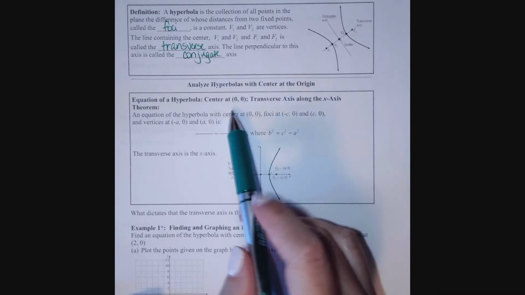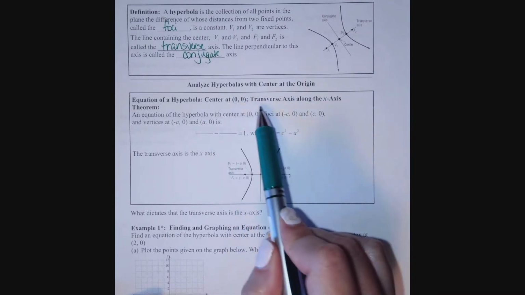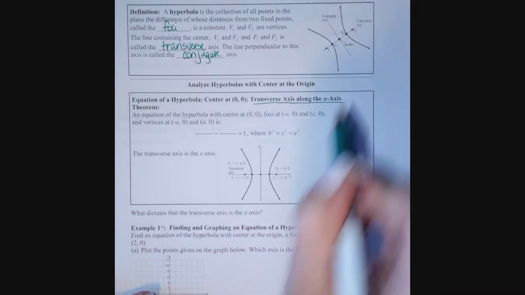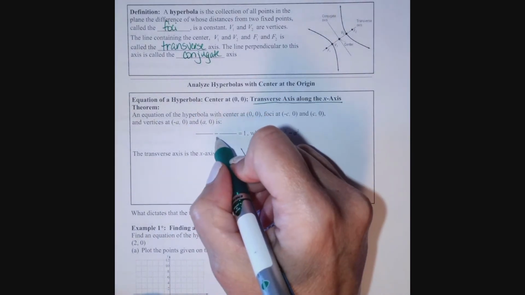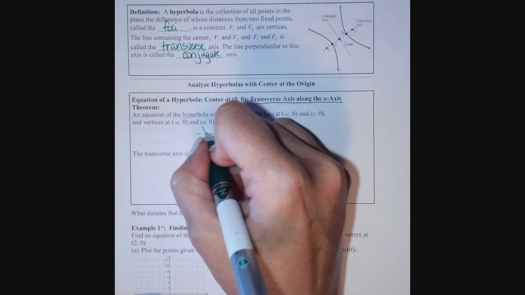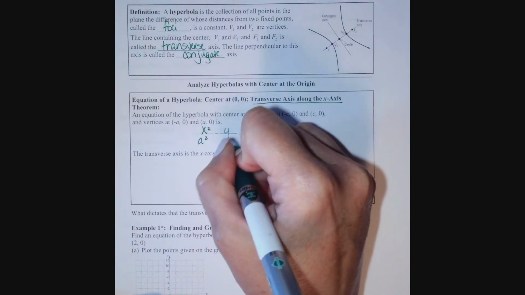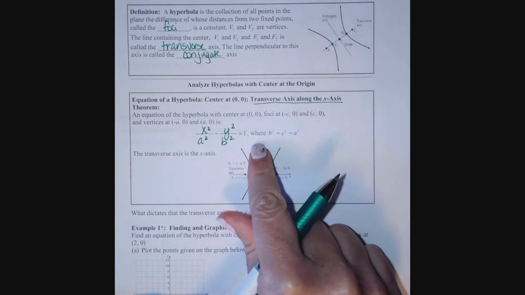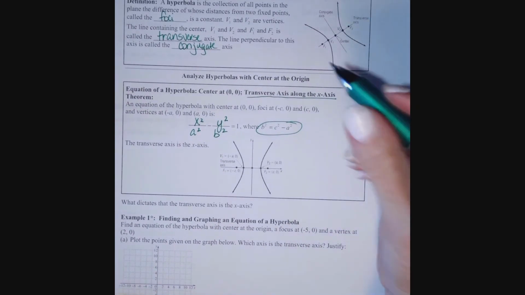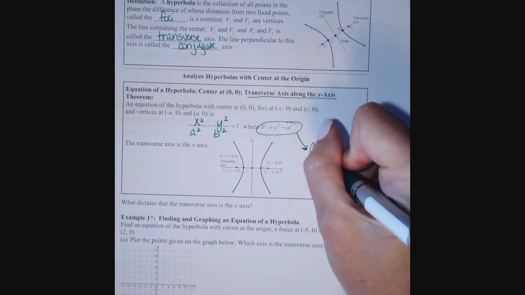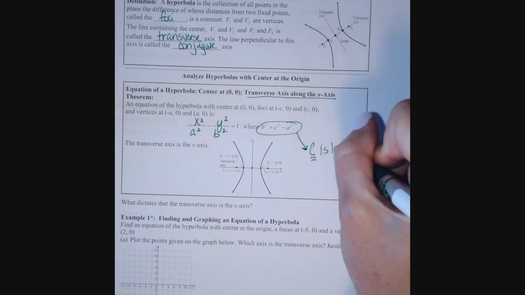So let's start though with our center at the origin and the transverse axis lying along the x-axis. The equation of our hyperbola looks similar to the equation of our ellipse, except that instead of adding, I am subtracting. So I have x squared over a squared minus y squared over b squared is equal to 1, where b squared equals c squared minus a squared. The difference here is that for our hyperbola, this time c is the longest of those three values.